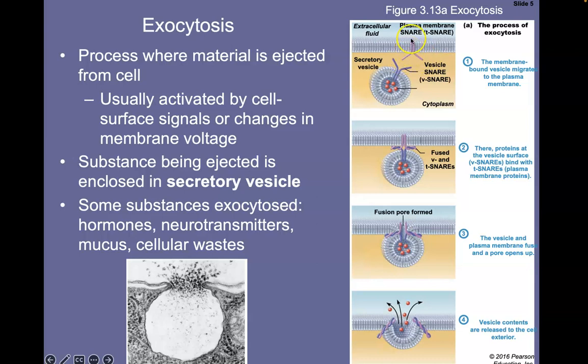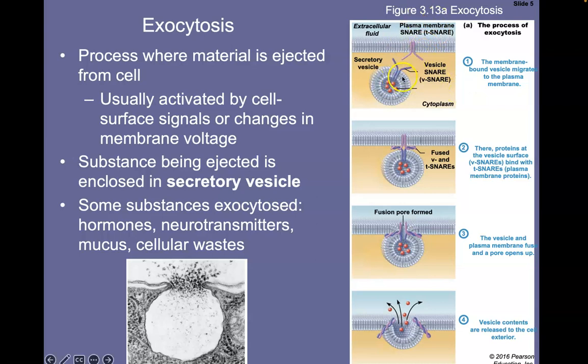Okay, and this is a little more than I think you probably need to know, but just in case you hear of them in the future, I'm not going to test you specifically on T snare and V snare. But there are these molecules that are bound. There's the T snare molecule that's bound in the plasma membrane, and the V snare molecule. This is a protein at the surface of that vesicle that's going to secrete a substance via exocytosis.